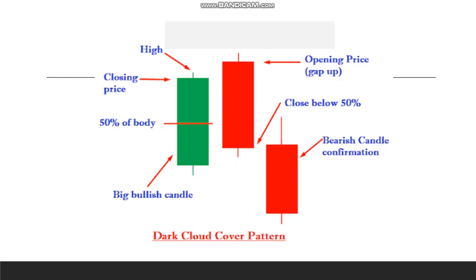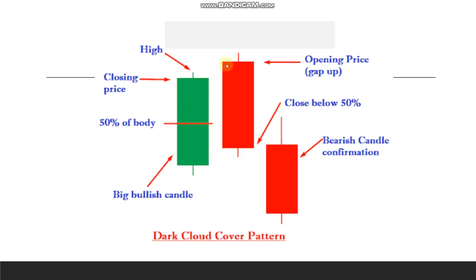In a dark cloud cover, at first we'll see a green candle followed by a red candle. So you can see there is a green candle and after that a red candle which opens gap up and closes below the 50% of the body of the previous green candle. So this is a green candle and this is the 50% of the body.